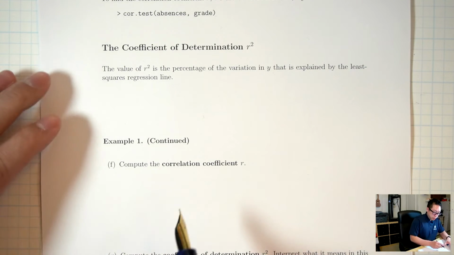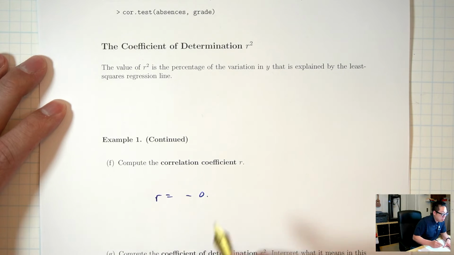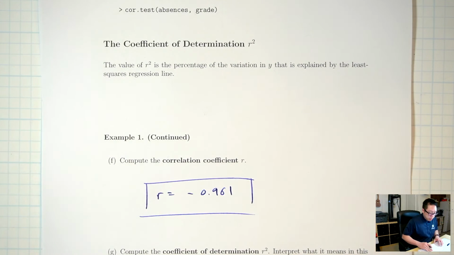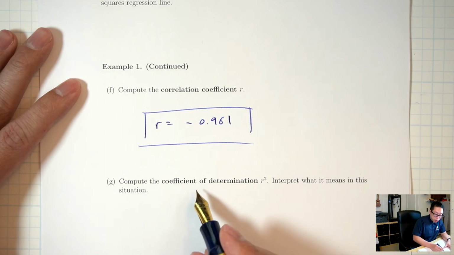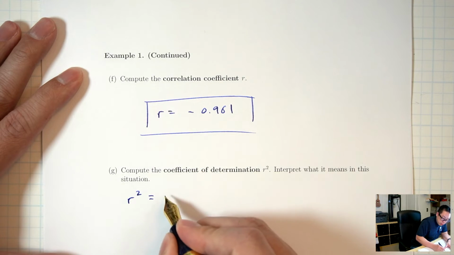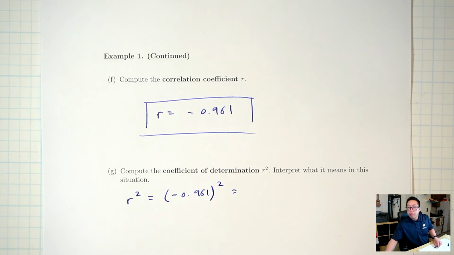Continuing with example 1 here, the correlation coefficient that we just found was negative 0.961, so round to 3 decimal places. And it turns out that if you take this R that we just found and square it, you get a number called the coefficient of determination, R squared. So if I take the R that I just found and square it, make sure you use the parentheses, we get 0.924.